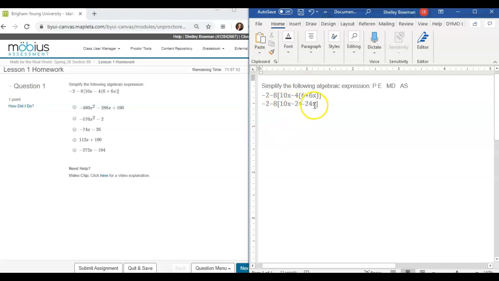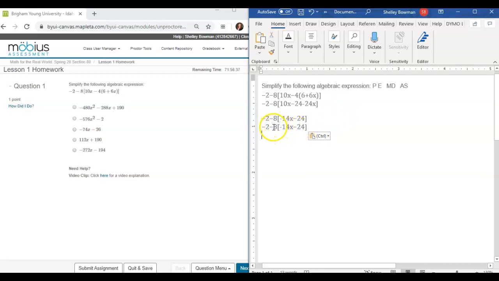Inside here I actually have two like terms, so I can combine those because they have the same variable makeup. The 24 doesn't have anything in common, so we can't combine that. So -24 plus the +10 gives me -14x to combine those. Now again, I can't combine anything further, so I'll do the distributive once again through here. So I'm going to copy this and distribute the -8.